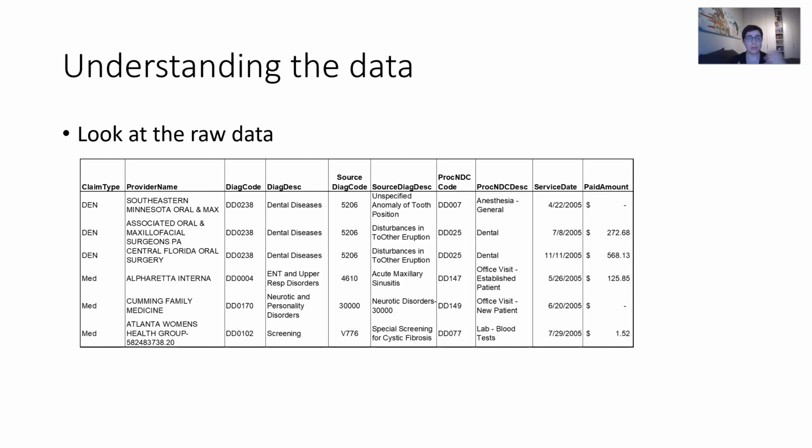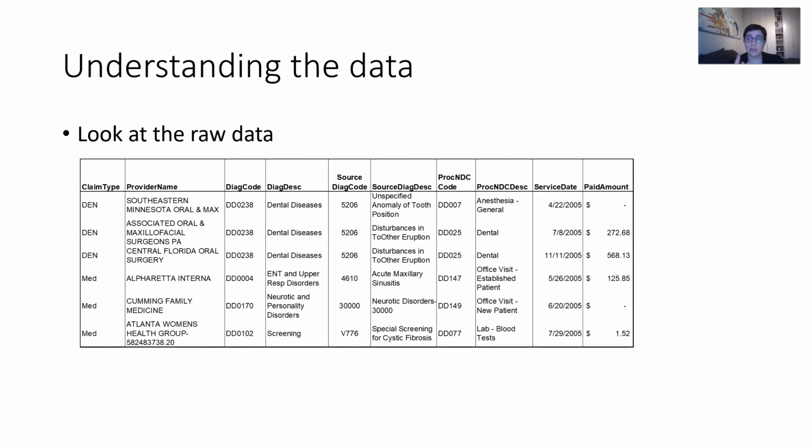If we, for example, look at that first claim, the claim type tells me that it's a dentistry claim from a particular provider. Then in the original raw data, we just had the diagnosis code DT0238, but we translated that into a dental disease. And then we had, for example, a procedure code, DT007, and that stands for anesthesia, and then we have a service date. So you might look at this and say, okay, what are these codes, DT0238 and DT007? This doesn't sound familiar to me.